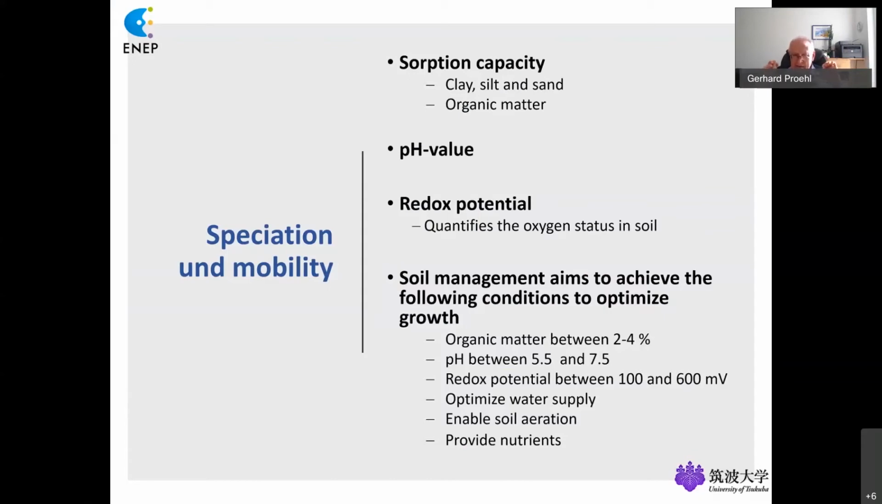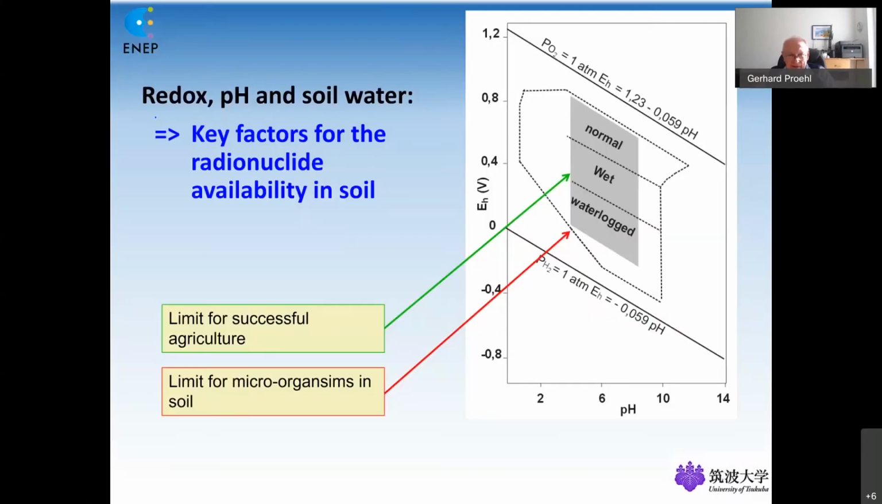Measures are taken to optimize the water supply, to enable soil aeration and to provide nutrients. This is always a universal goal of agriculture, to try to achieve such conditions. This is not always possible, but farmers try to do that. Here you see a relationship between the redox potential, the pH, and the soil water. And these are key factors for the radionuclide availability in soil.